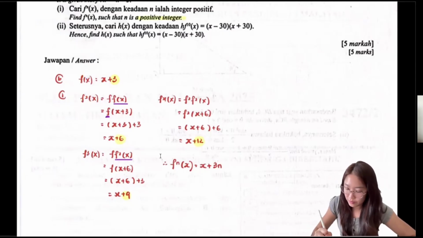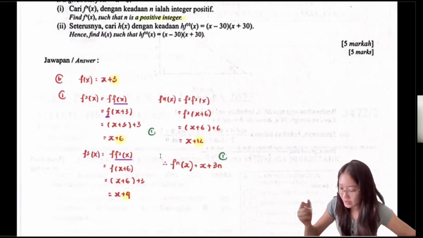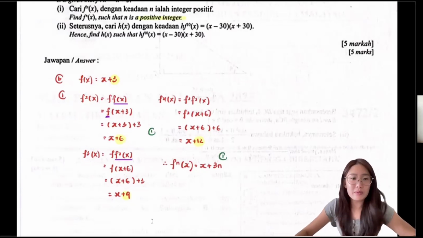So here, looking at the pattern, you find 1 mark, and then answer 1 mark.